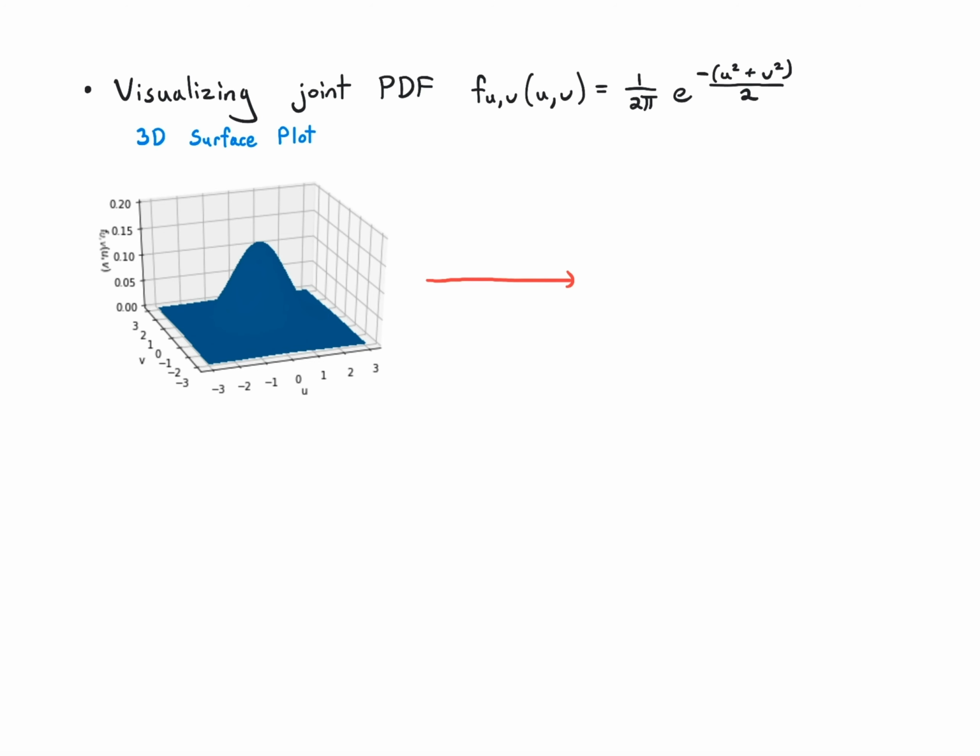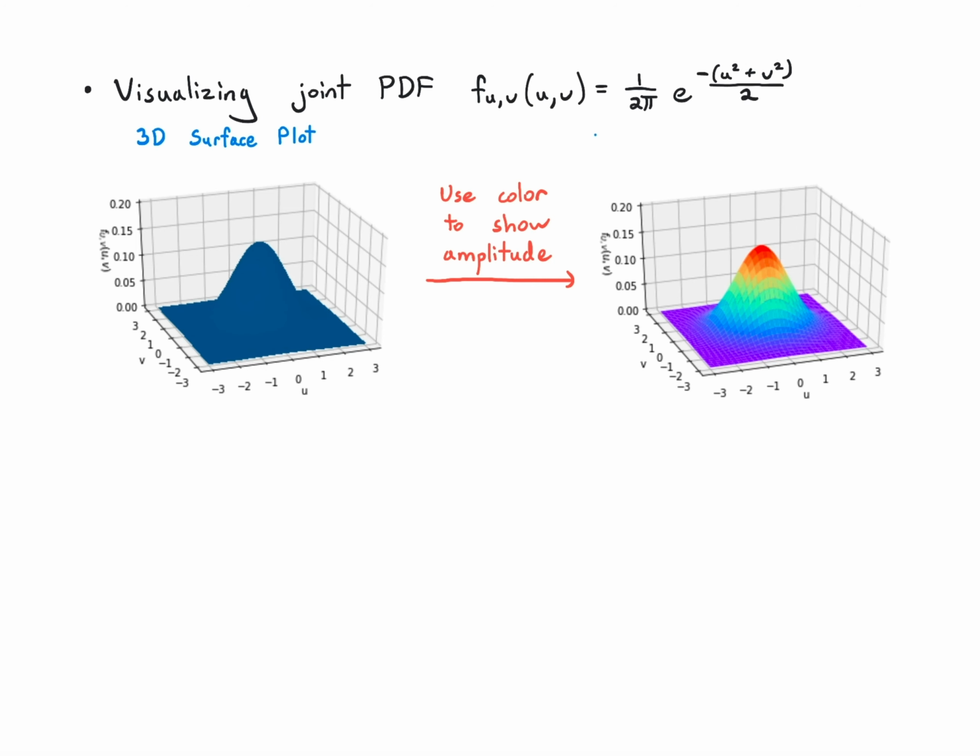So what I'm going to do is use some colors to denote amplitude. I'm going to reproduce the same plot here. So this is a 3D surface plot now with color. And you can see that the highest values are in red, and then it goes down to orange, yellow, green, blue, all the way down to purple for 0. So this is a little bit easier to visualize what's going on.